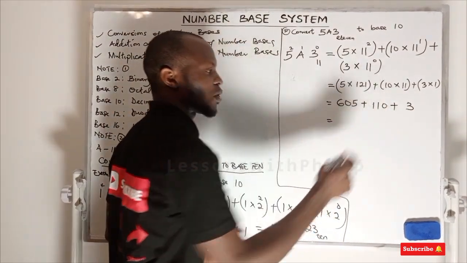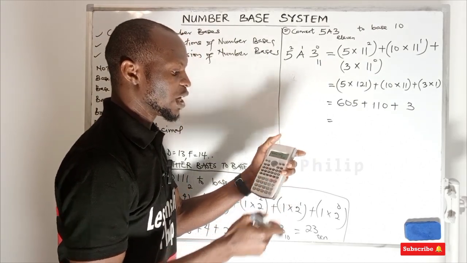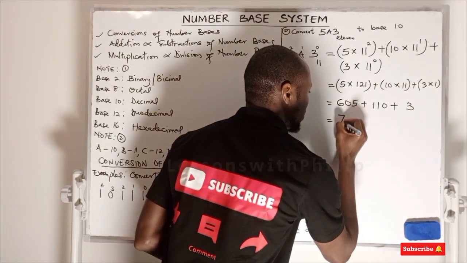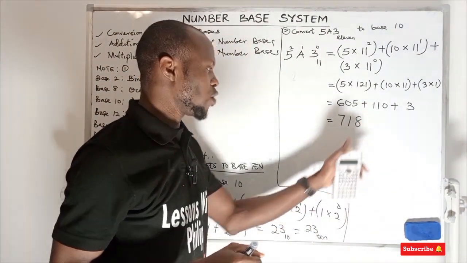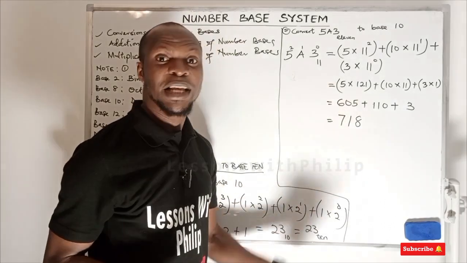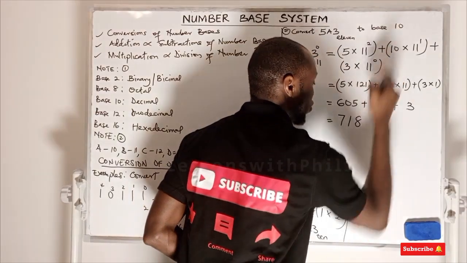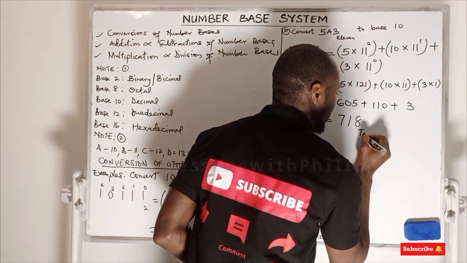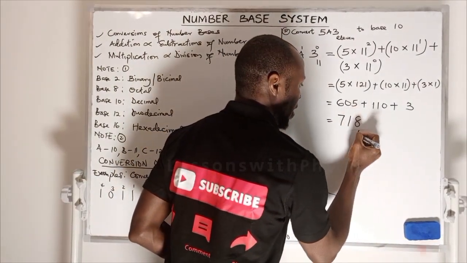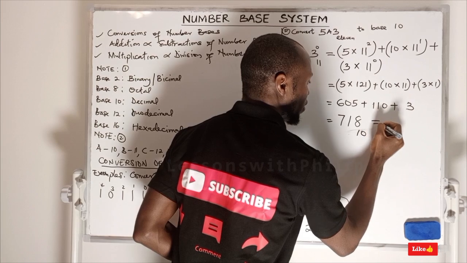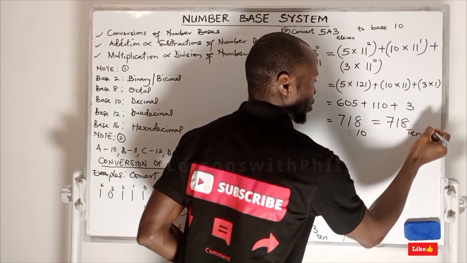And you then need to add all this together. 605 plus 110 plus 3 will now give me 718. That will be 718. If you don't put your base, it means it is in base 10. Any number, when you don't put their base at the bottom, it means they are automatically in base 10. But don't forget, always put it. What are we converting to? We are converting to base 10. You can write it in words, or you can decide to write it in number, base 10, or you write 718 base 10. Both are correct.